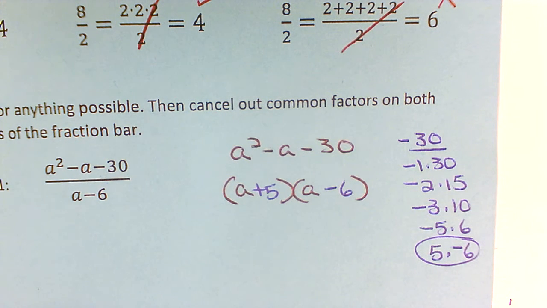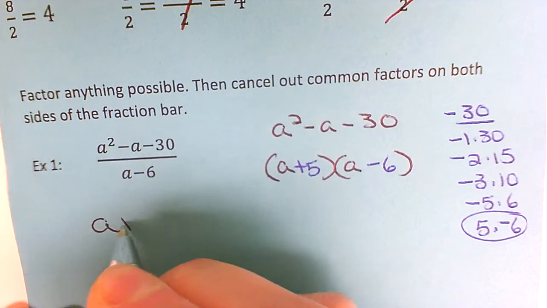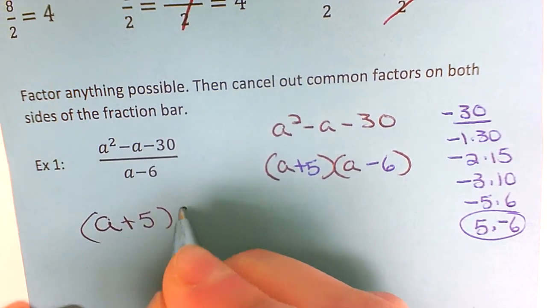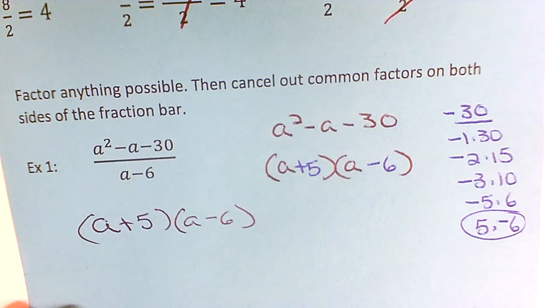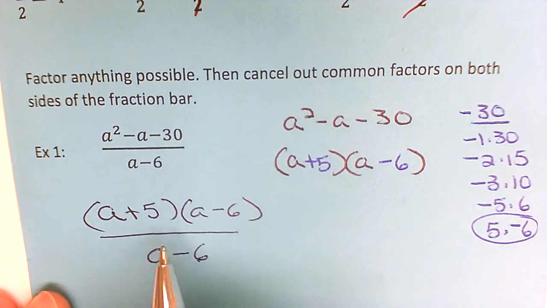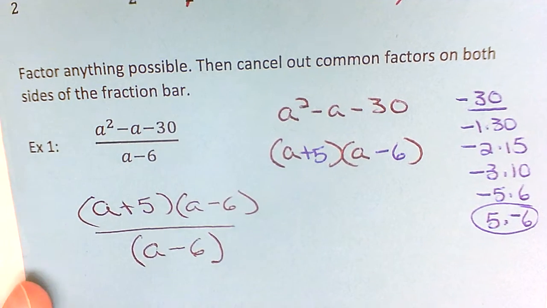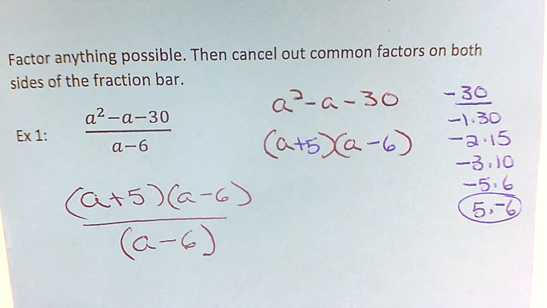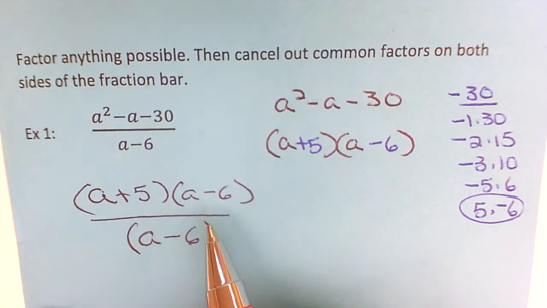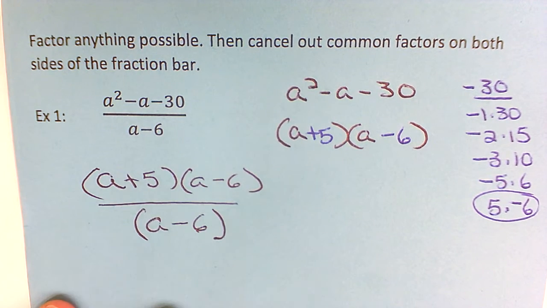So now I'm going to rewrite my problem with my new factors on the top. I've got a plus 5 times a minus 6 on the top, and on the bottom I only had that a minus 6. Now whenever you can't factor anything on the bottom, I like to go ahead and put it in parentheses, so it's a little bit easier for you to see exactly what we have on the top and the bottom. I've factored these two things out. There are things being multiplied, so that's why I can use this method.